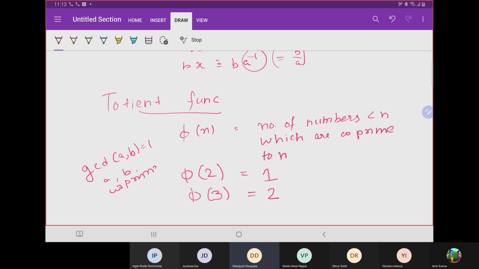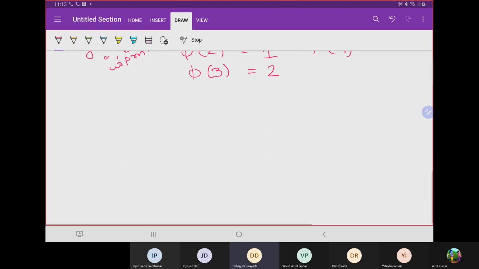So what will be phi of 4? Phi of 4 is basically 1 and 3 are coprime to it. Right? So 1 and 3 are coprime to it. So phi of 4 is 2. Right? So how do we find this?